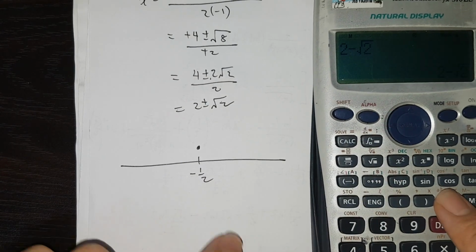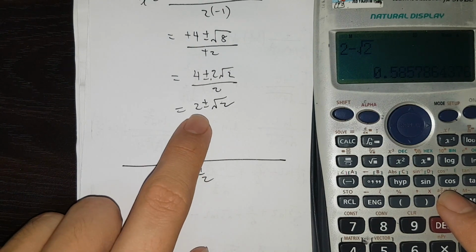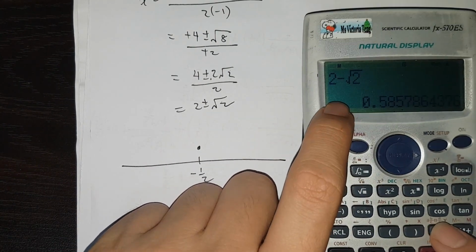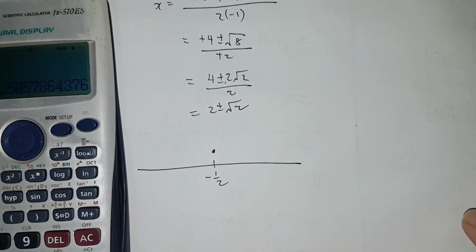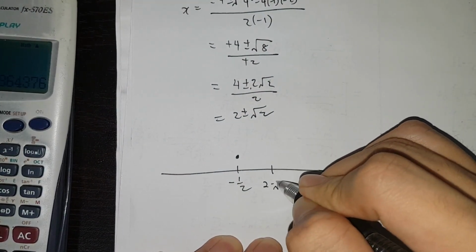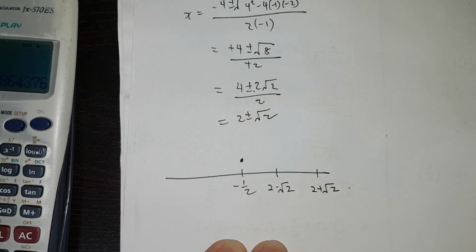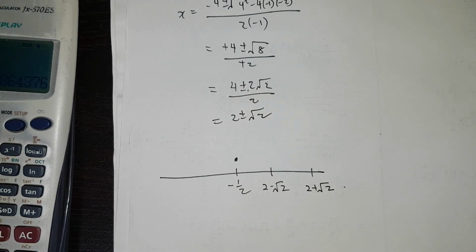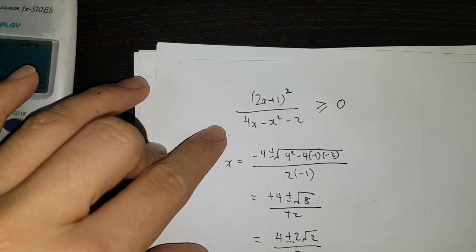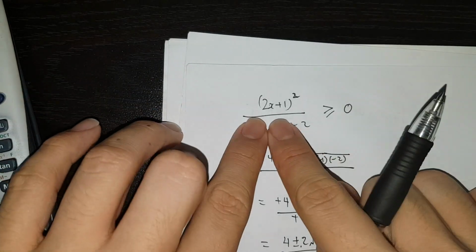And root 2 is actually 1.41, so 2 minus root 2 is actually 0.585. So actually this will be my 2 minus root 2, and here will be my 2 plus root 2. Alright, now I'm going to use the test point method to find out the sign. So now the easiest is definitely using x equals to 0.